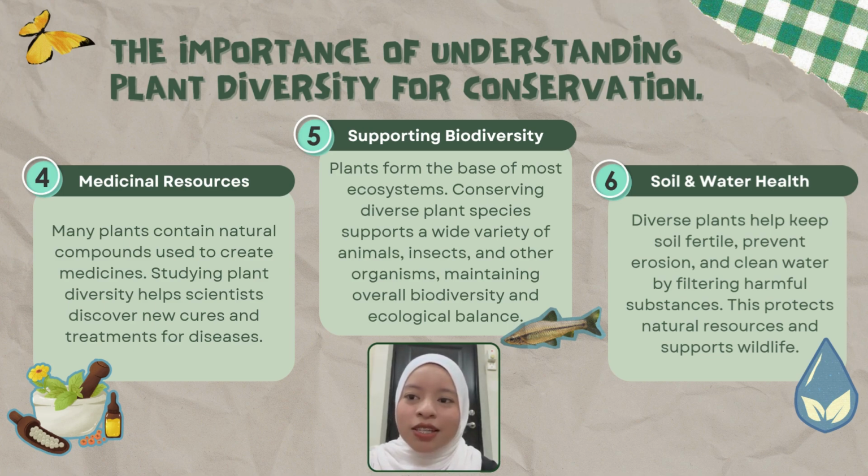So the next one is supporting biodiversity. Plants form the base of most ecosystems. So conserving diverse plant species supports a wide variety of animals, insects, and other organisms, maintaining overall biodiversity and ecological balance. So the last one is soil and water health.